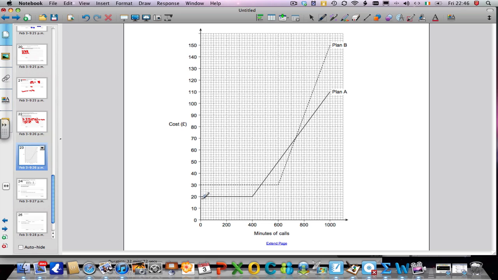So just looking at the graph here, you can see plan A, we're given the details about that. 400 minutes are absolutely free, so that's why the line does not start to rise. So that's why you have your fixed charge of £20 for 400 minutes, and then after that you start to get charged 15p a minute. And that 15p is actually calculated from the gradient of the line.